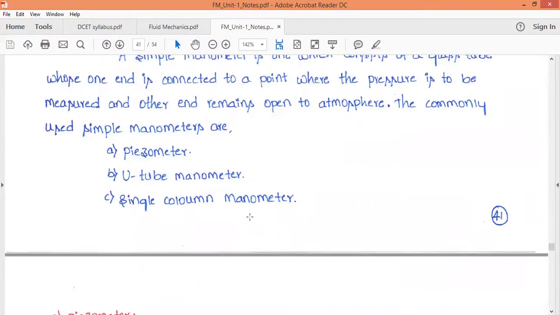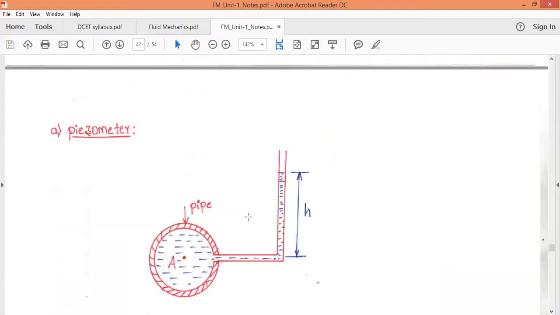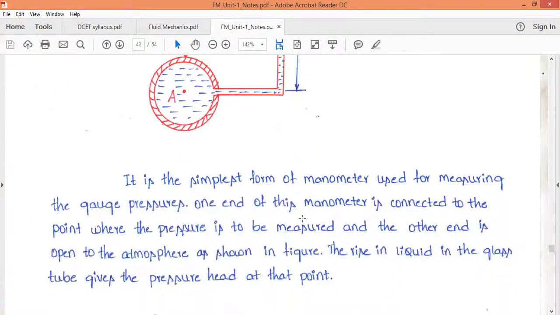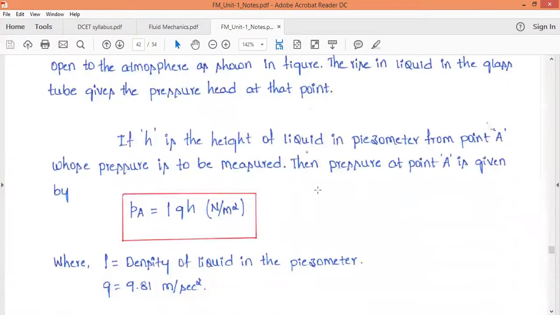A few important types of simple manometers are piezometer, U-tube manometer, and single column manometer. Piezometer. It consists of an L-shaped glass transparent tube whose one end is open to the atmosphere, the top end. Another end is connected to the point where we need to measure the pressure. As soon as we connect this L glass tube to that point, the liquid starts to rise in this column. By measuring the height of the liquid column in this tube, we can measure the pressure by applying the hydrostatic law, that is P is equal to rho g h.